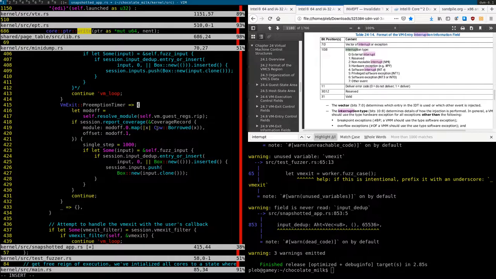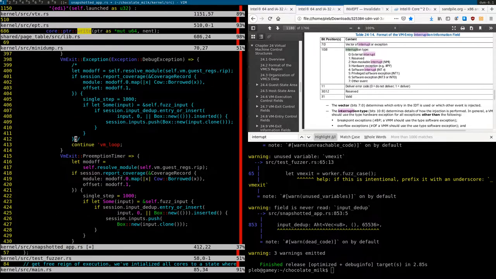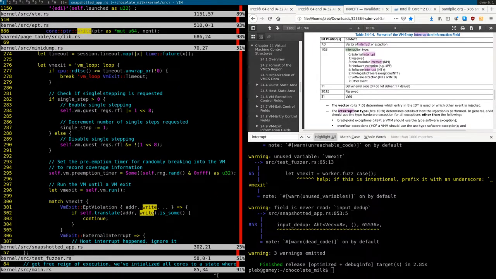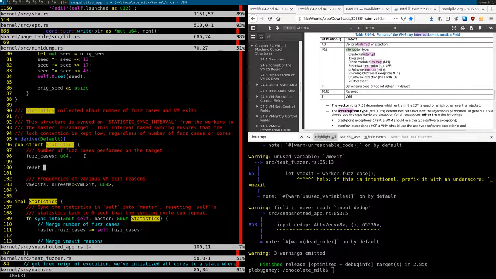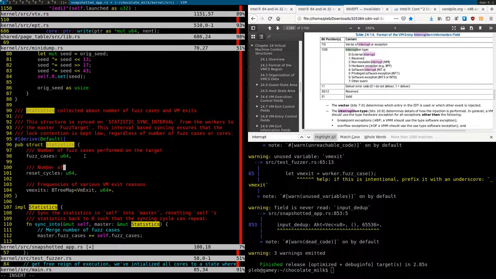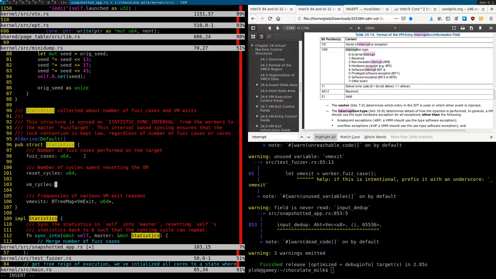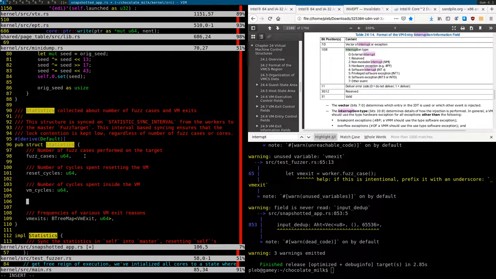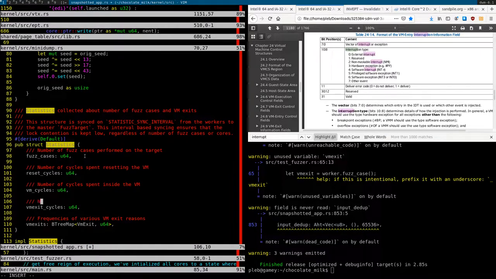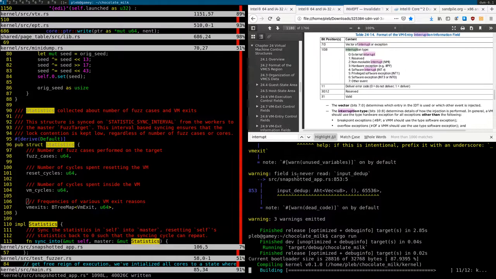So I know it's not coverage reporting, which is good, because if it were that, then my data structure would be broken. All right, so we got to get statistics. Reset cycles: number of cycles spent resetting the VM. VM cycles: number of cycles spent inside the VM. And then VM exit cycles: number of cycles spent handling the VM exits. That's going to be hard to get right now. We'll just do reset and VM cycles for now.